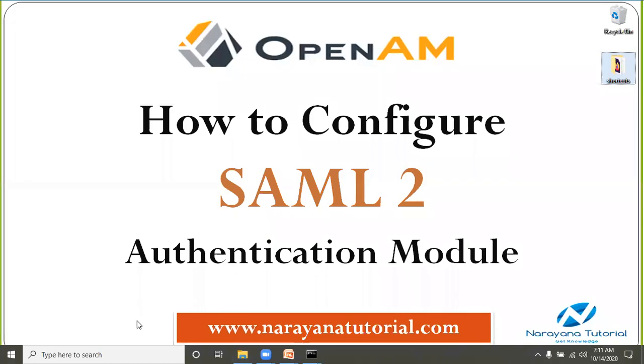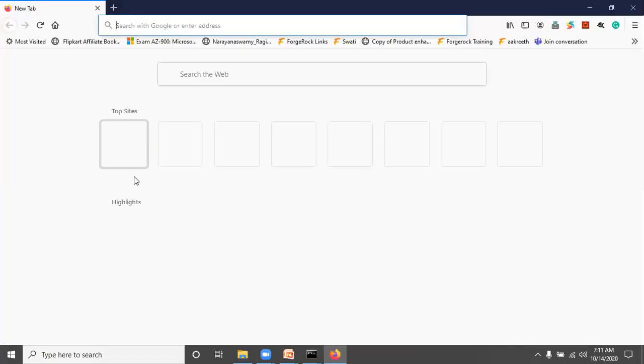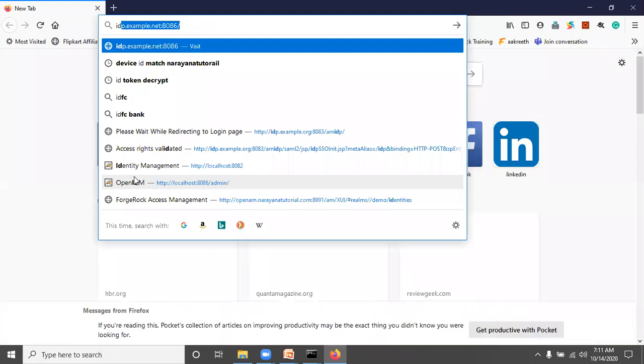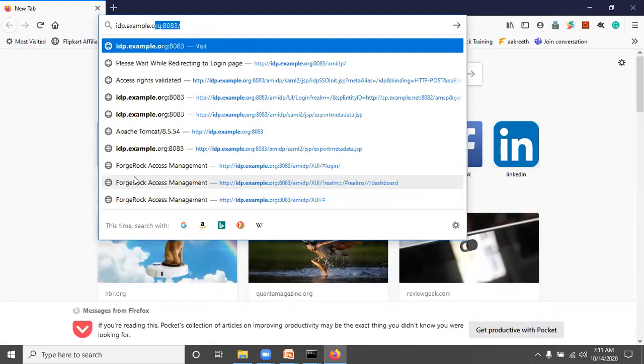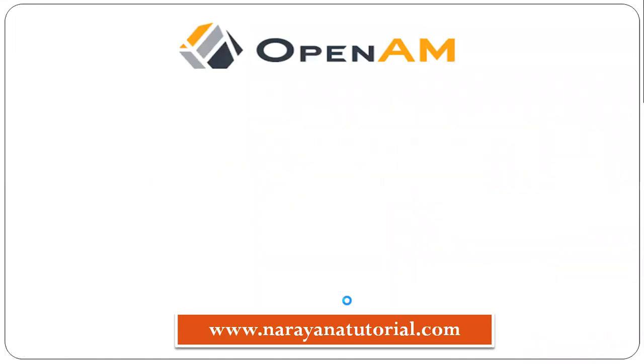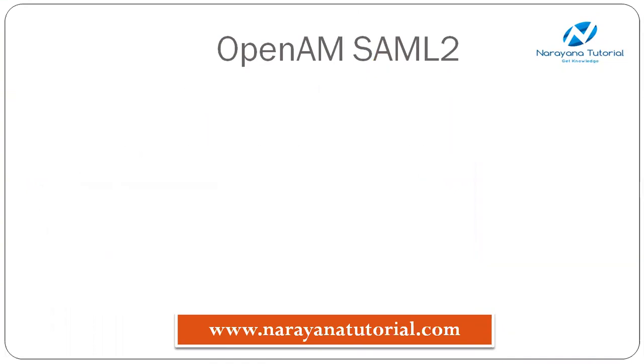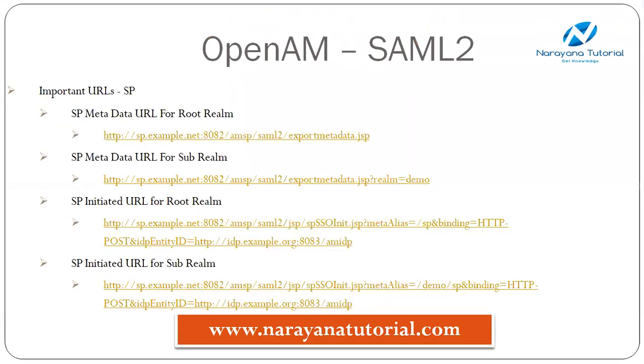Now we'll open the application. Go to Firefox. Here we can access the IDP application, idp.example.org, port 8083. These are the details we already have. This was done in the previous video: the identity provider and service provider configuration. This is our prerequisite setup, and these are the important URLs for the IDP as well as the SP.